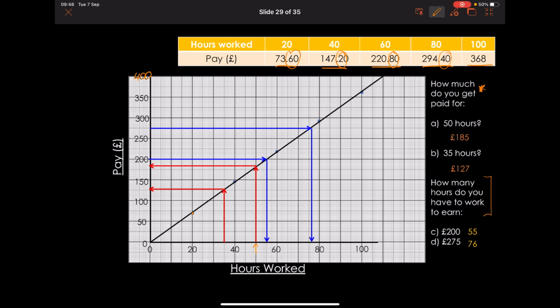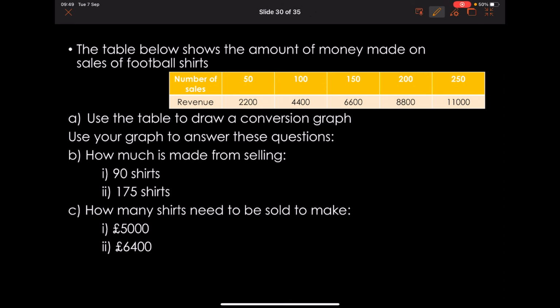Okay, so hopefully you feel confident using conversion graphs now. Now, there is one more here if you'd like to have a go at this. It says the table below shows the amount of money made on sales of football shirts. Then it says use the table to draw a conversion graph, and then use your graph to answer the questions. How much is made from selling 90 shirts, 175 shirts, and how many shirts need to be sold to make £5,000 or £6,400? Okay, so if you've got some graph paper, you can have a go at doing that and then press play for the answers.